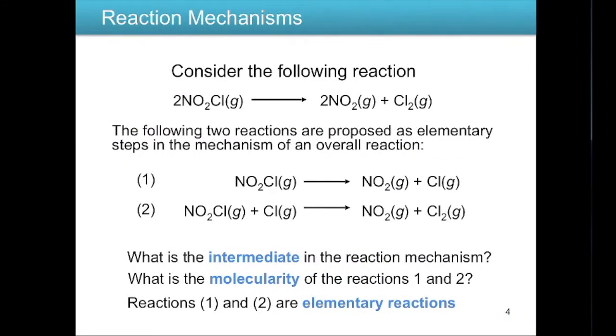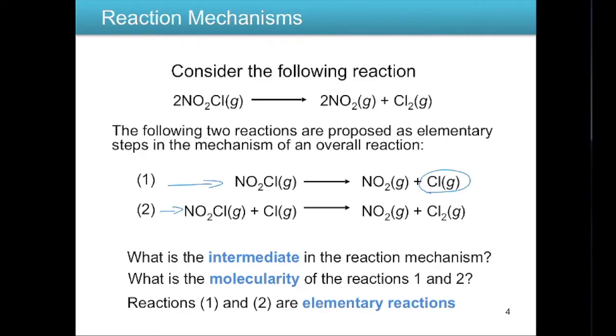So let's consider this following reaction. We have two NO2Cl that produces two NO2 gas plus a chlorine gas molecule. The following two reactions are proposed as elementary steps in the mechanism of an overall reaction. So we have step 1, where the NO2Cl breaks down into NO2 and Cl gas, and then step 2, where another one of those NO2Cl reacts with the chlorine that was produced in step 1 to produce the NO2 and the Cl2.